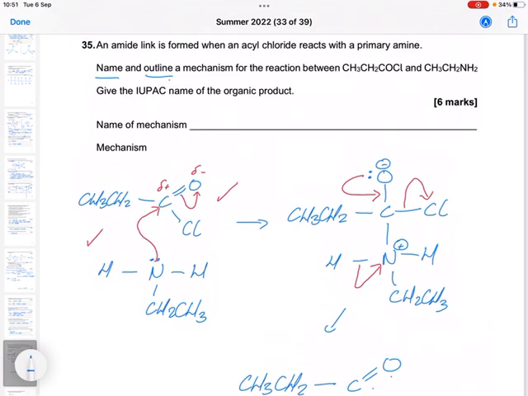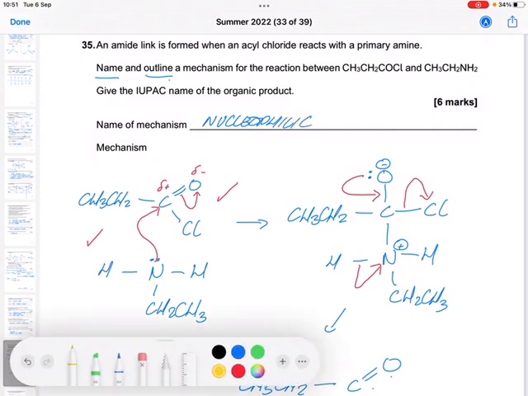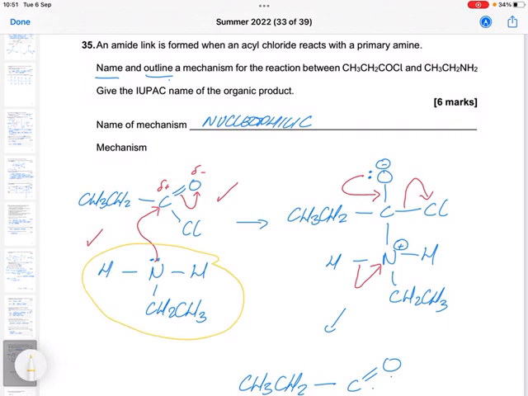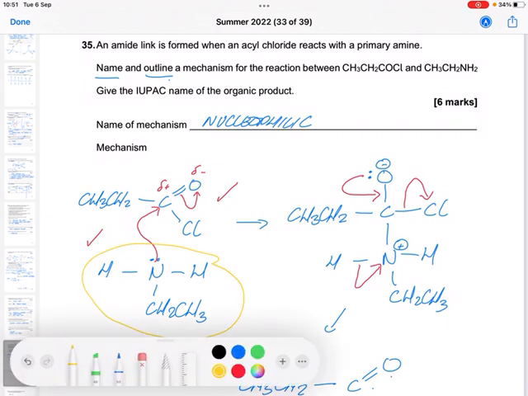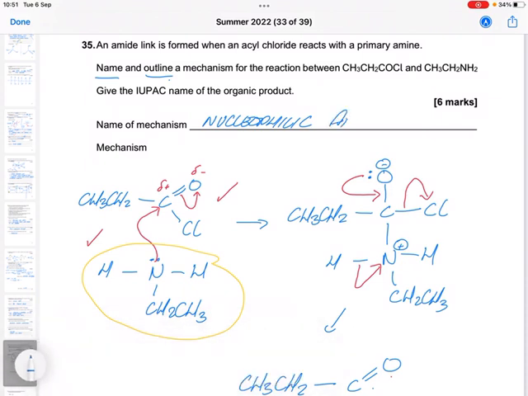Okay, so this is a nucleophilic mechanism. Let's just have a look why it's nucleophilic. So here's my reagent, and you can see that it is donating a pair of electrons, which means it's a nucleophile. And this is the addition, because it adds in one step and then eliminates in the second. Addition, elimination mechanism.